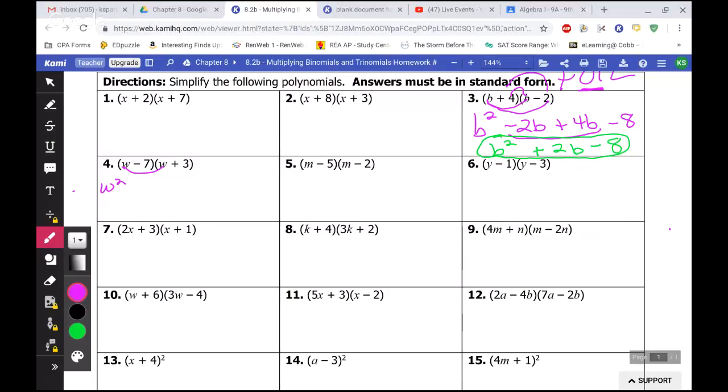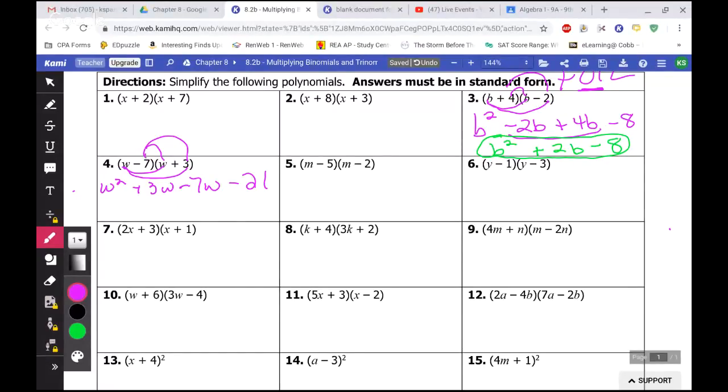w squared, outer, w times a positive 3, inner, -7w, because you got a -7 times w, and then last, -7 times a positive 3 is a -21.